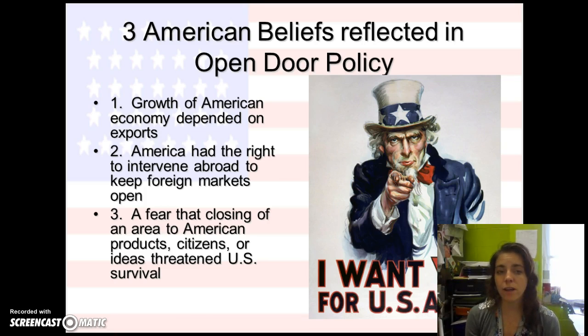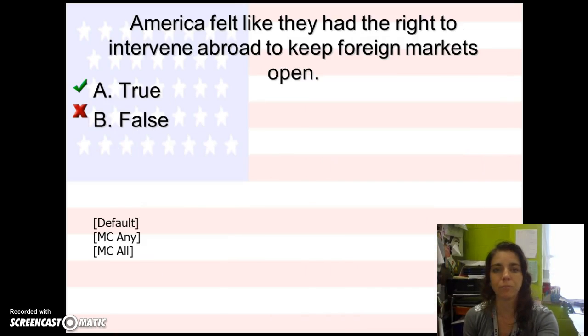And three, a fear that closing of an area to American products could threaten U.S. survival. So these are the reasons why America went forward with this Open Door Policy and made it so that China could not trade with just certain people. They had to trade with everybody.